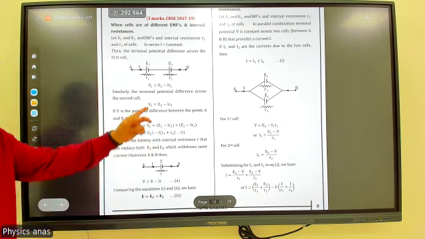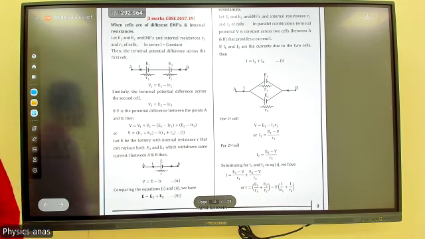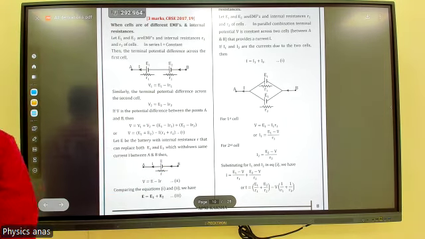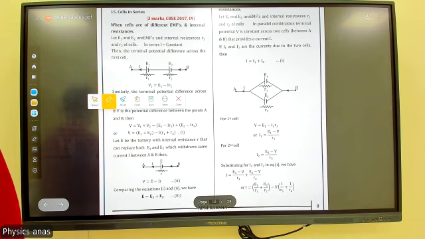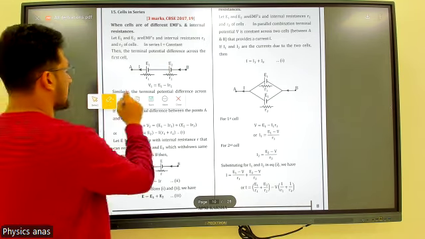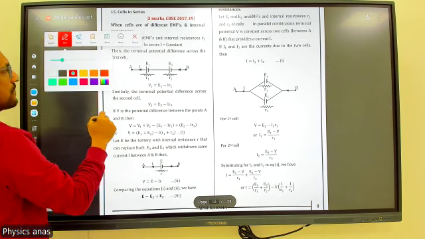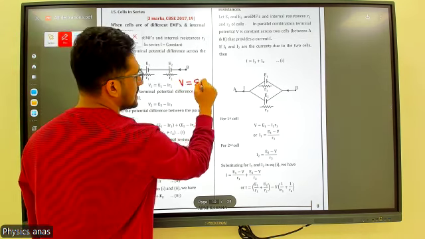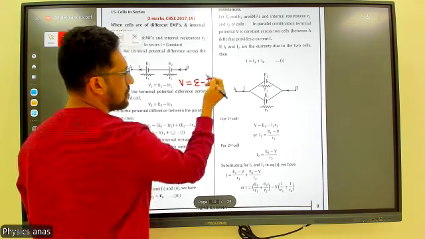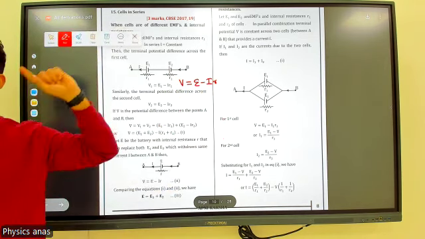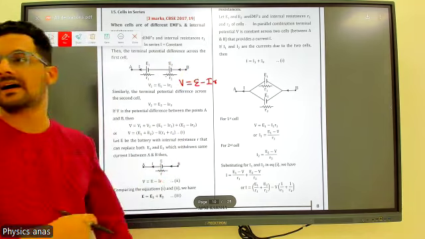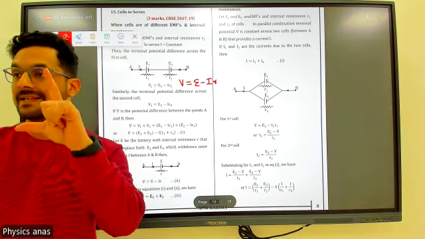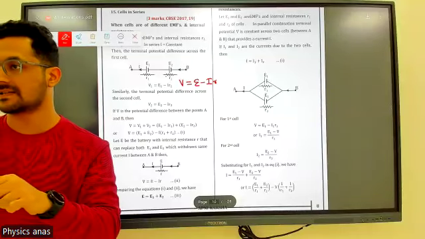The voltage here will be E1 minus I into R1. Study this one: V is equal to E minus IR. What is V? Applied voltage. What is E? EMF. Both of them are different. Applied voltage will be EMF minus I into R. What is this R? R is internal resistance. If you take a cell, that cell will have an internal resistance.